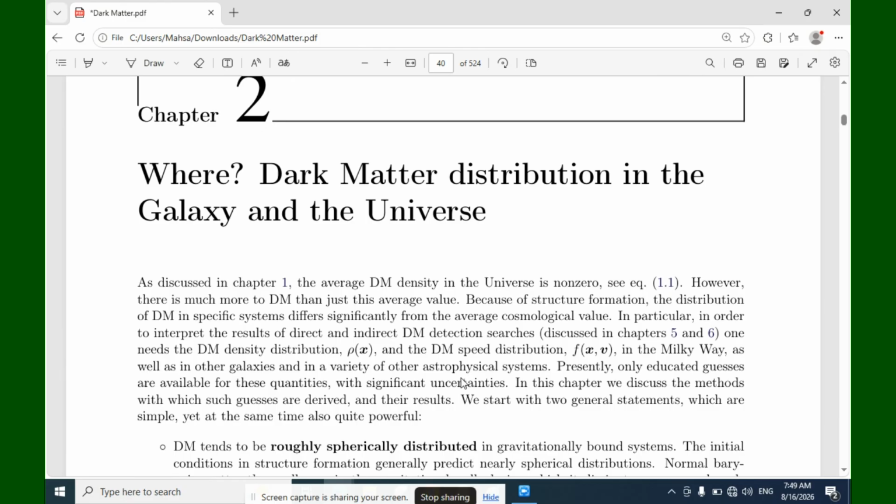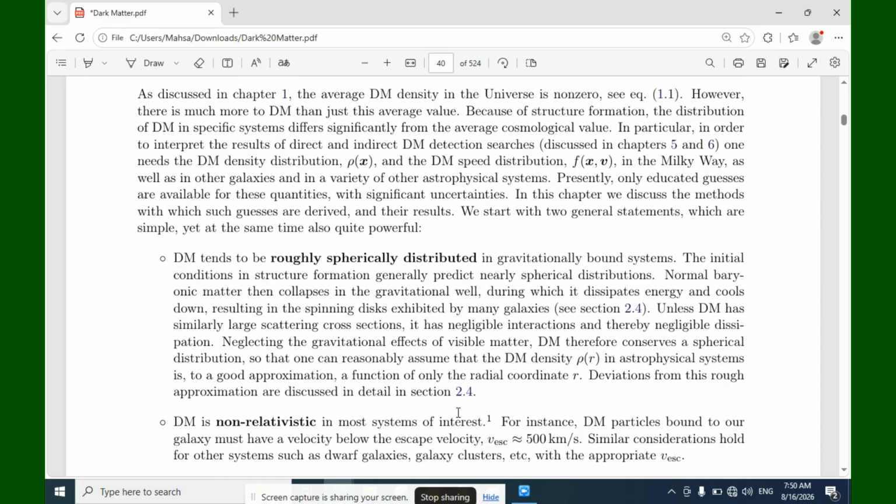distribution rho(r) and the dark matter speed distribution f(v) in the Milky Way as well as in other galaxies and in a variety of other astrophysical systems. Presently, only educated guesses are available for these quantities, with significant uncertainties. In this chapter, we discuss the methods with which such guesses are derived and the results. We start with two general statements which are simple, yet at the same time also quite powerful.